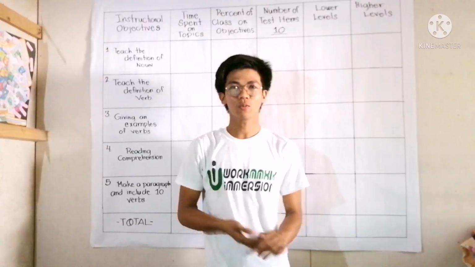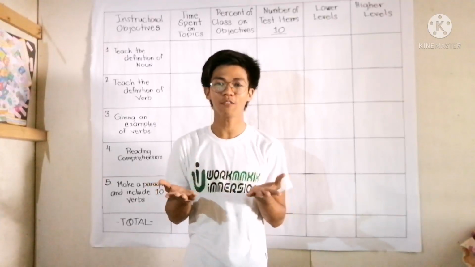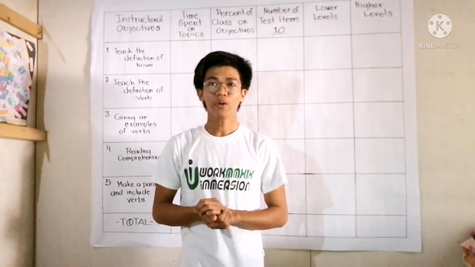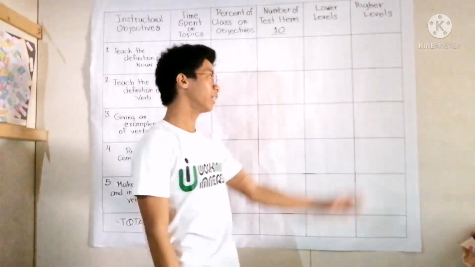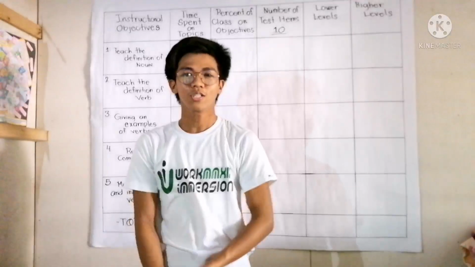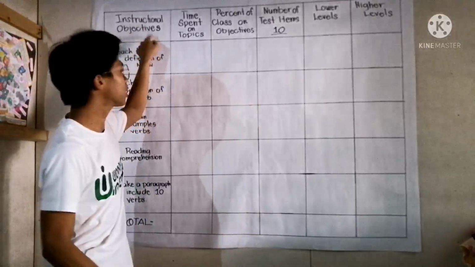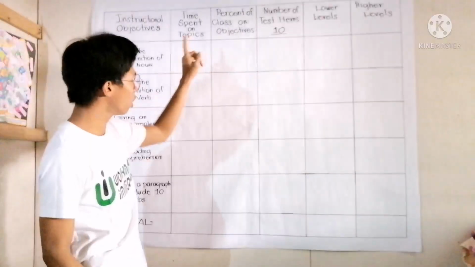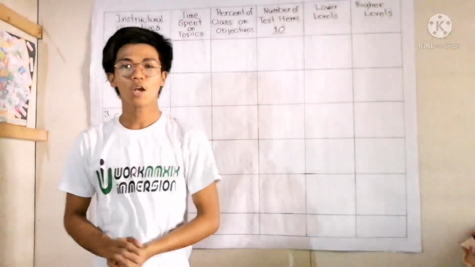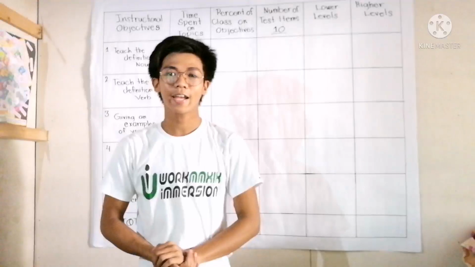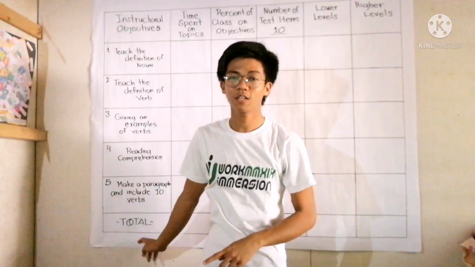Good day to each and every one of us. I am here to present to you how we can make the Table of Specification. In our illustration, we have 6 columns and 7 rows. At the top of our chart, there are 6 headings: instructional objectives, time spent on topics, percent of class and objectives, number of test items, lower levels, and higher levels. In our objectives, there are 5 objectives written here.